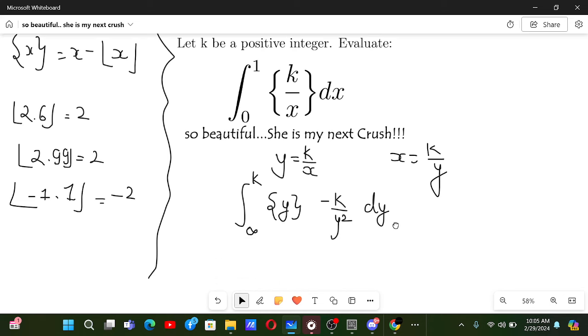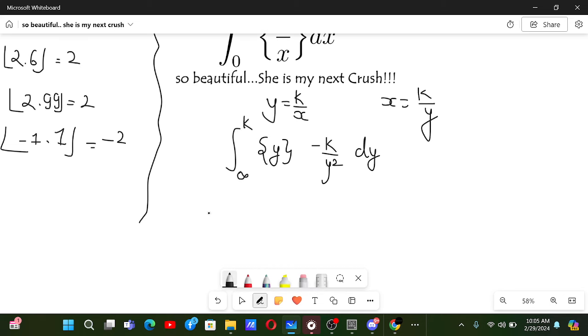Okay, so now after this we can take minus k outside, and now the integral goes from infinity to k of the fractional part of y, and then 1 by y squared dy.